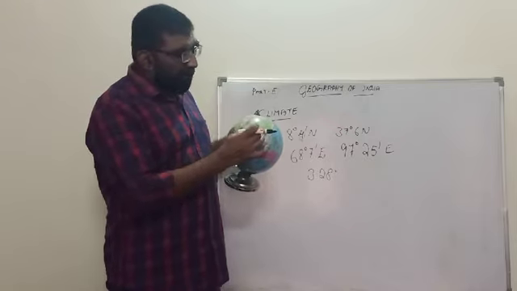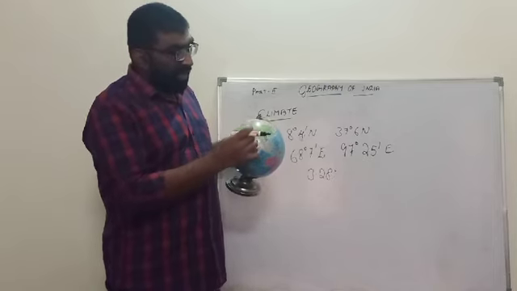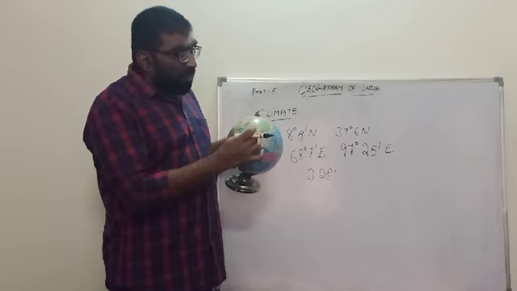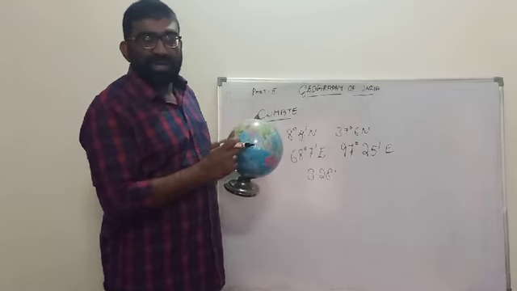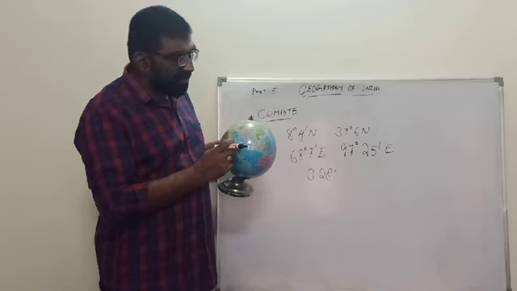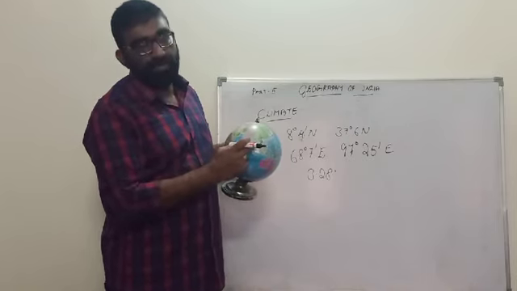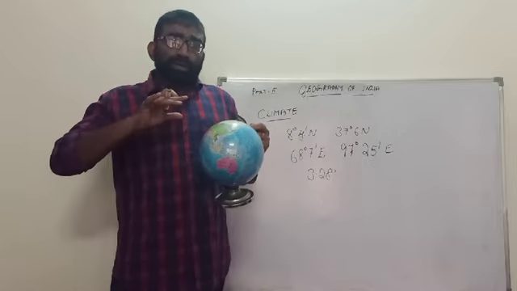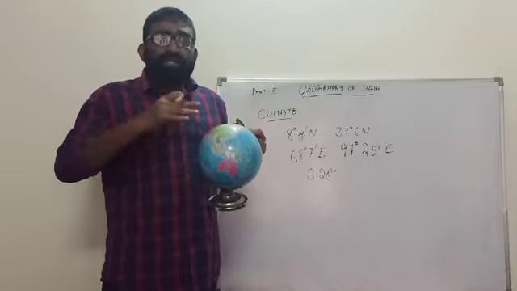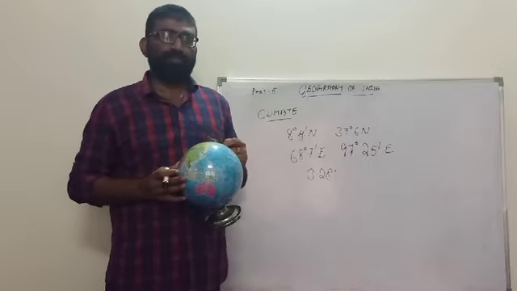And if you come to the peninsular part, the southern part, this is washed by the water bodies. Indian Ocean in the south and its two wings, Arabian Sea in the west and Bay of Bengal in the east. So it has a separate identity. All this make India a subcontinent.